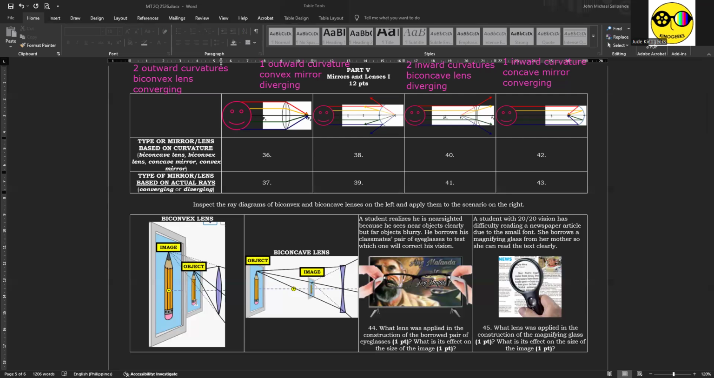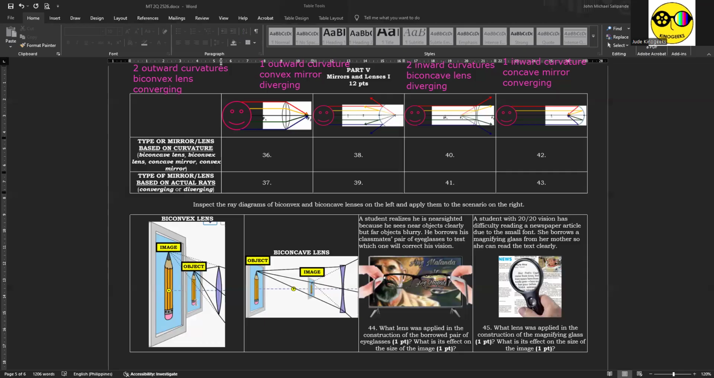The student borrows his classmate's pair of eyeglasses to test which one will correct his vision. And he eventually found the glasses that would make the appearance of the PowerPoint slide, even the TV by extension, to be clear. So, what lens was applied in the construction of the borrowed pair of eyeglasses? What is its effect on the size of the image? Okay, before we answer that, let's also look at 45.